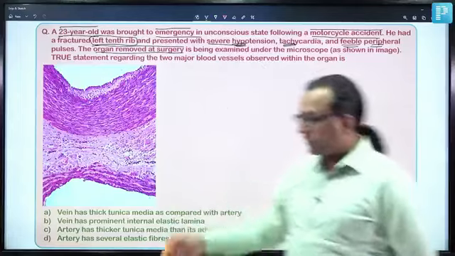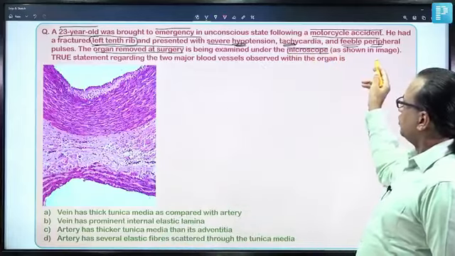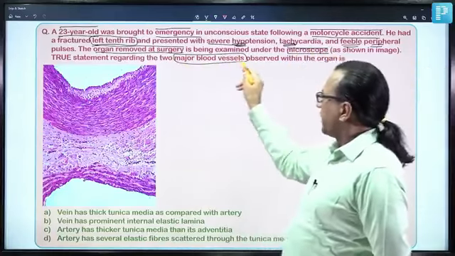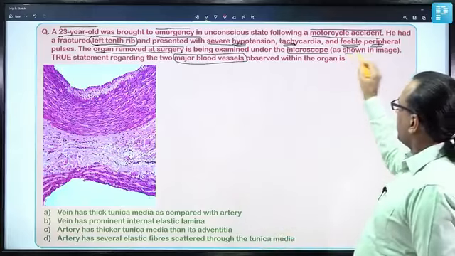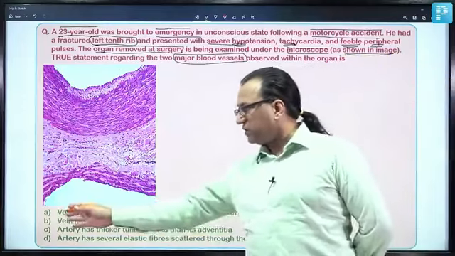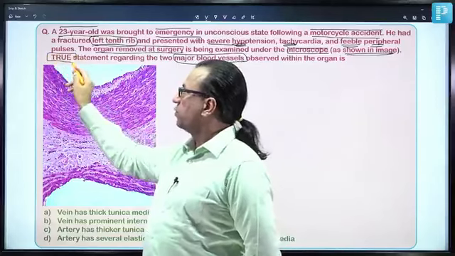Some histopathological specimen has been taken, and we have observed two vessels. Now, there are two major blood vessels, that is the splenic artery and the splenic vein. That's what is shown in the image. And we have to compare them so as to answer the true statement. The question is asking us about the true statement.